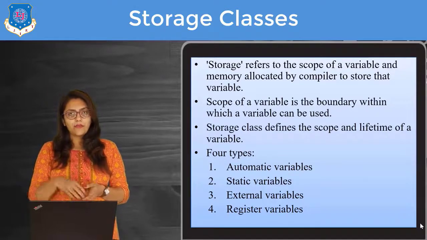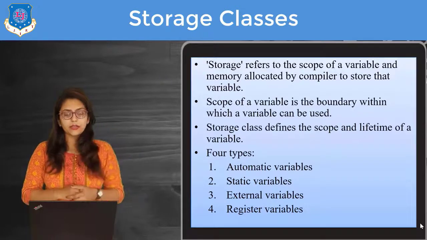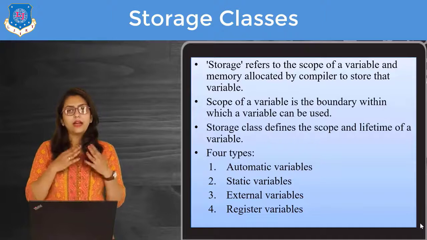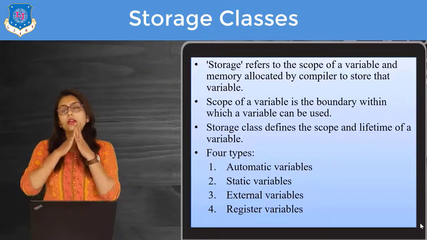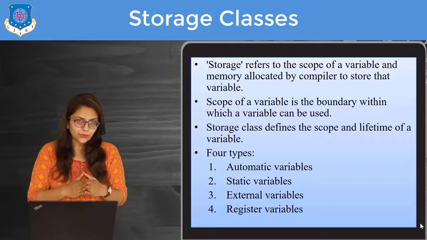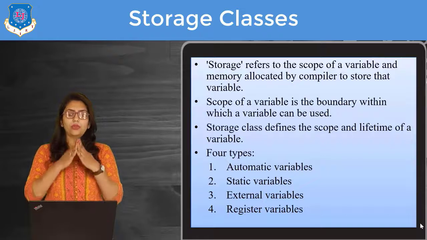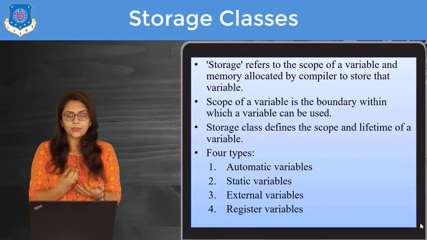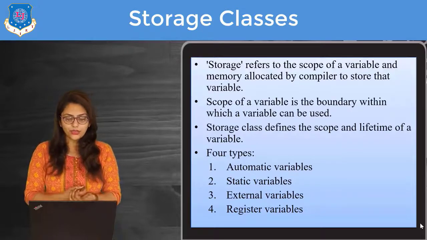Now basically we have four kinds of storage classes. First is automatic variables, second is static variables, third is external variables, and fourth is register variables, right? Even if you don't know the concept of storage classes, you are using automatic variables, because by default, if you are not giving any storage class to a variable, it will have the automatic storage class, right?